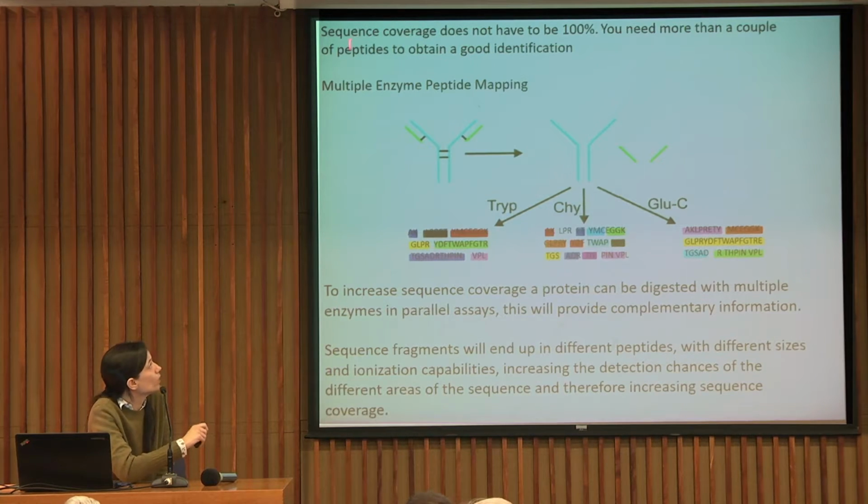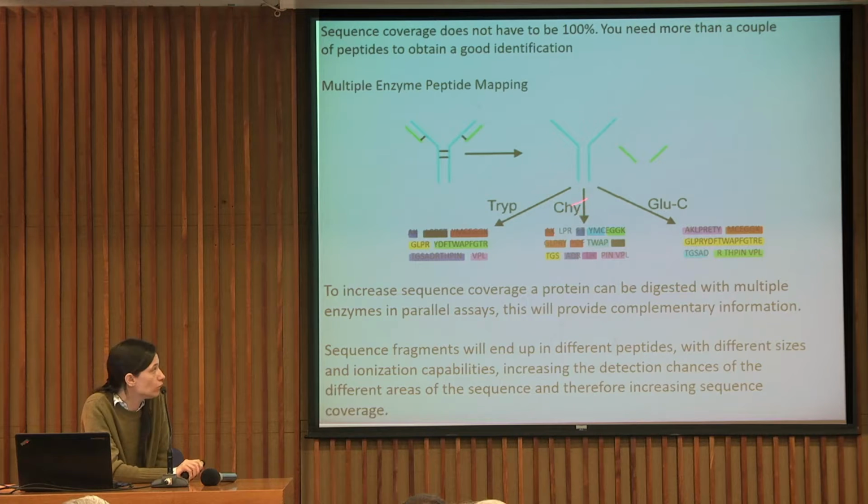Another thing, sequence coverage does not have to be 100%. You do need to have more than one peptide mass to identify a protein, usually more than 4 or 5. But you don't need 100% sequence coverage. In some cases, when people specifically want to get 100% coverage, what you can do is multiple enzyme mapping, and this means that you will digest a protein with different enzymes in parallel assays.